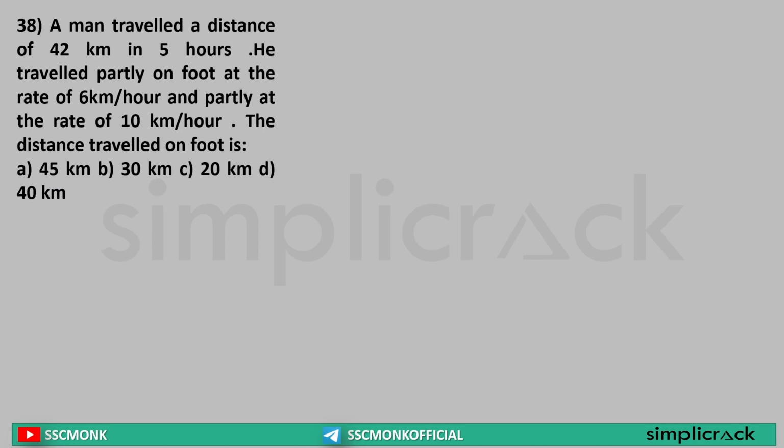A man traveled a distance of 42 km in 5 hours. He traveled partly on foot at the rate of 6 km per hour and partly at the rate of 10 km per hour. The distance traveled on foot is what? Now, sir, 6 km per hour, 10 km per hour gets me 42 km in 5 hours. That is equal to 5 8s are 40 plus 4. So 8.4 km per hour. 8.4 minus 6 is equal to 2.4. 10 minus 8.4 is equal to 1.6. Sir, decimal crossed out. 8 2s are 16. 8 3s are 24. Now this 2:3 is what?